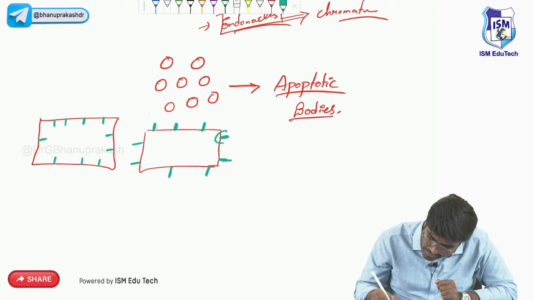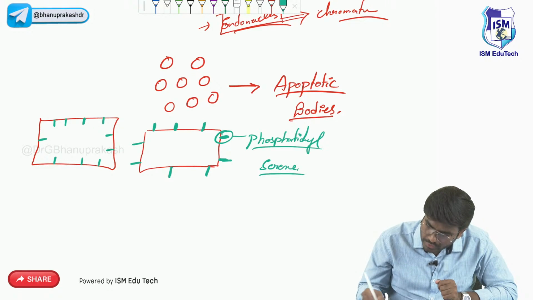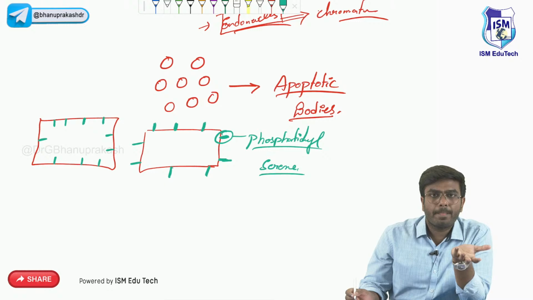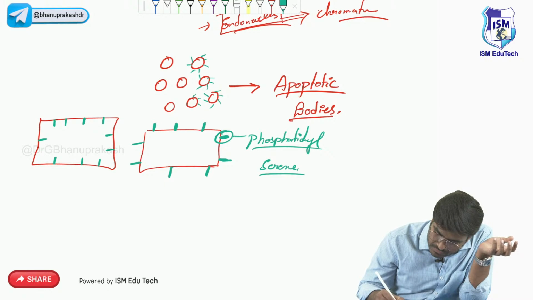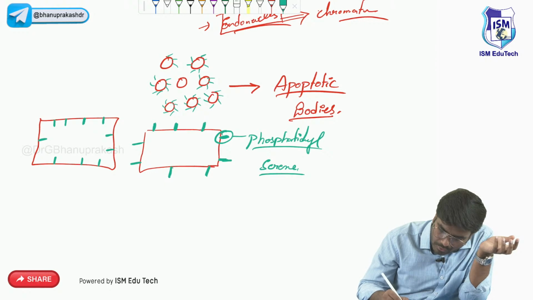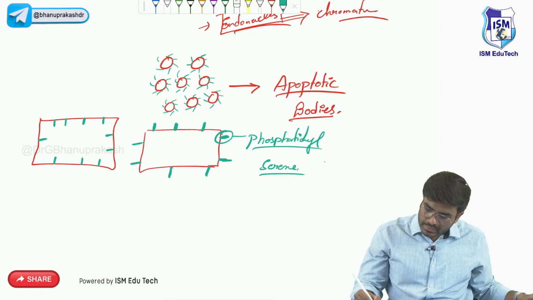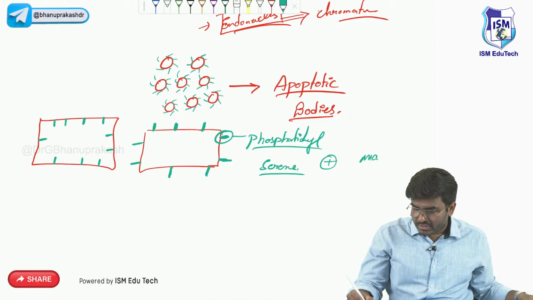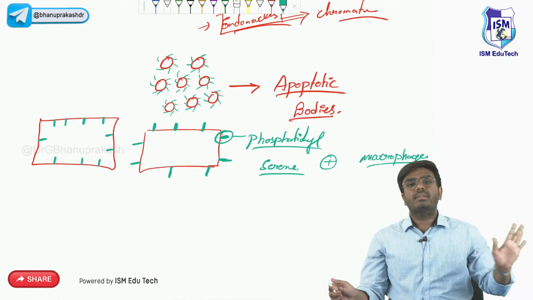Now, what exactly is this? It is called phosphatidylserine. So phosphatidylserine is being expressed outwards. Why I am discussing all this is because on the small apoptotic bodies also, phosphatidylserine is present. This phosphatidylserine is recognized by the macrophages, and macrophages will come here and take out all this residue. Macrophages will remove these residual bodies.